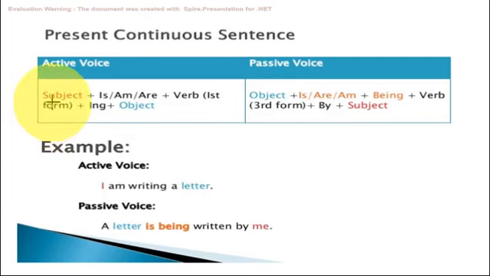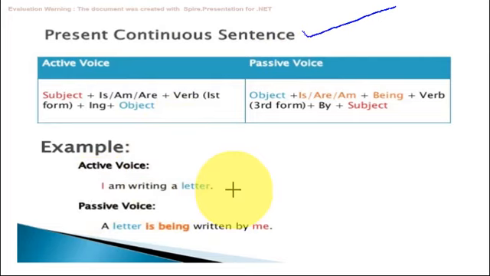Now look at this structure: subject plus am, is, are, plus verb first form. You have to take the first form of the verb and add ing, plus object. The sentence is quite clear. Now the first step is to identify the type of sentence. As I have already made clear, this is present continuous tense, but you may not have such a title in the examination. You will have to identify the type of sentence yourself according to the structure and formula used in the sentence. Now see, I am writing a letter. This is quite clear: this sentence belongs to present continuous tense.